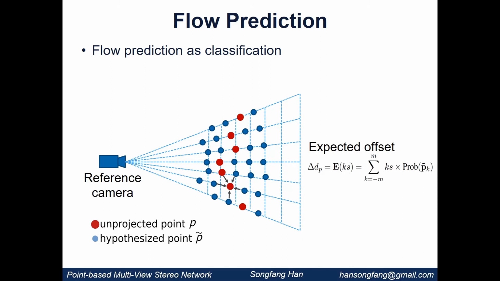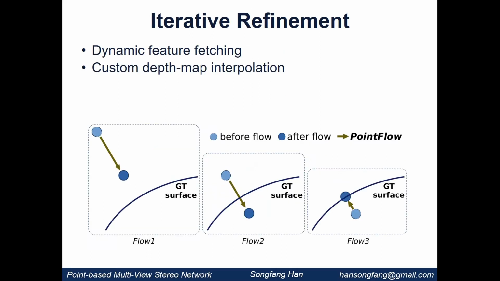Here, I have shown how we refine the depth map with the proposed point flow model. Additionally, benefiting from the flexibility of the point representation, our point flow model can easily be used iteratively. For every iteration, we update the point features, which enables us to get more accurate features around the ground truth surface area. Also, we support custom depth map interpolation before sending to the point flow model.